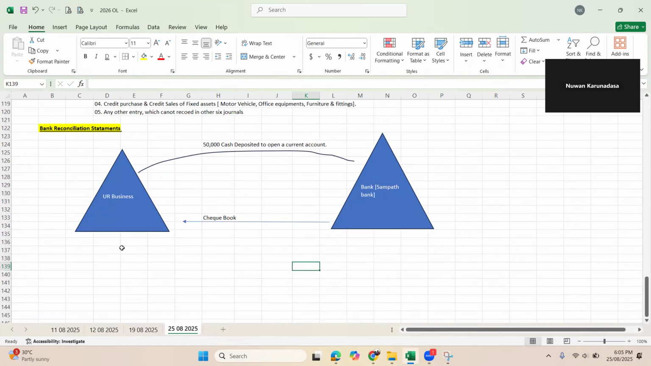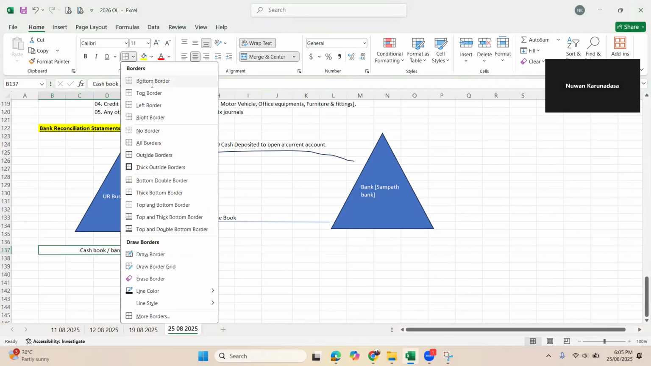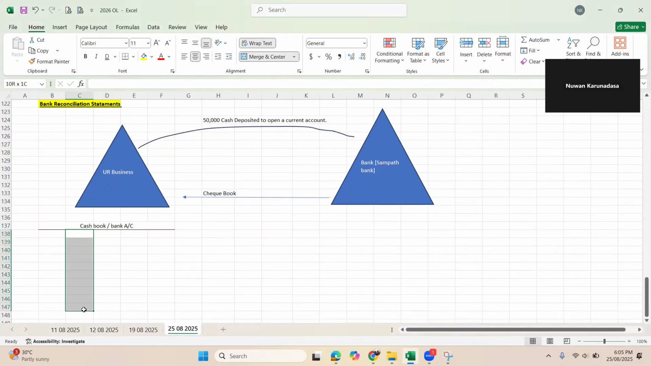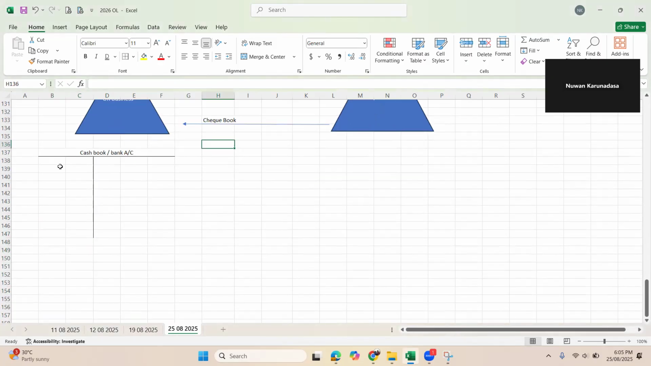For all the transactions that we make through the bank account, we will be updating in the cash book or bank account, right? So the cash balance is an asset for us. Therefore, we will use here the asset principle. The bank balance is an asset for us. Therefore, we will use the asset principle to record the transactions in the cash book, right?